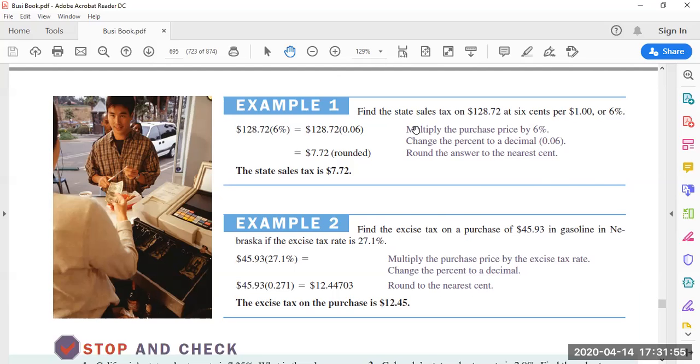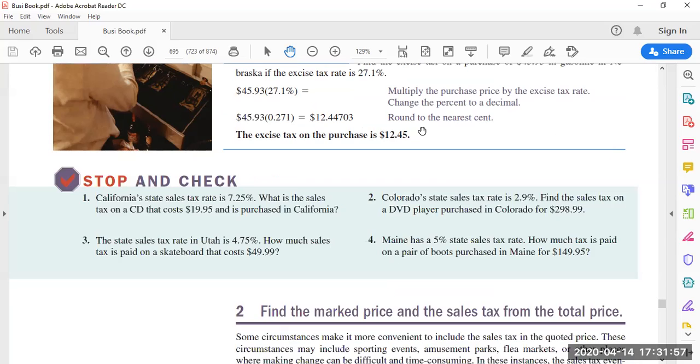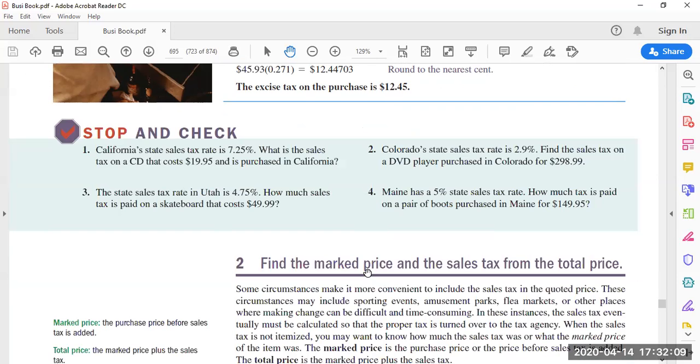Okay, take a look at stop and check problems 1 through 4. Work through them. It should only take you a minute or two with a calculator. It is a simple multiplication. All right, let's move on.